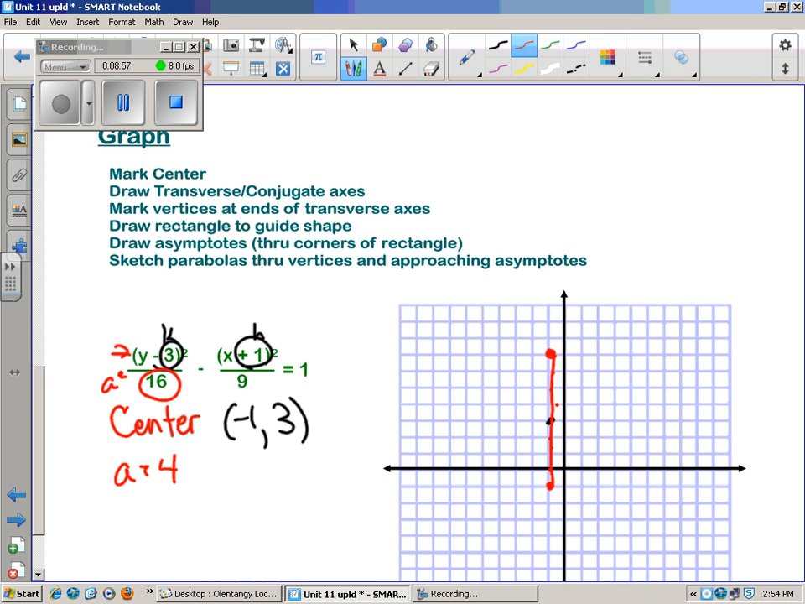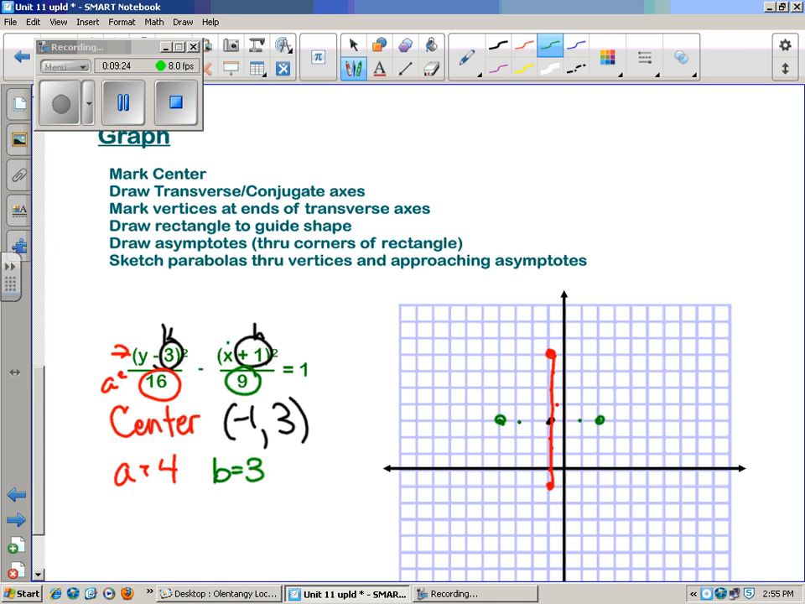Okay, now my conjugate axis is going to go the other way. So I'm going to use this number. It's below the x, so I know it's going to go left and right. And if this is b squared, b is going to be 3. So I'm going to go left 1, 2, 3, and right 1, 2, 3.